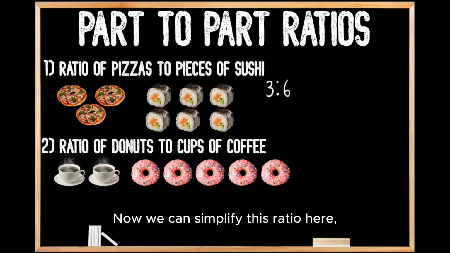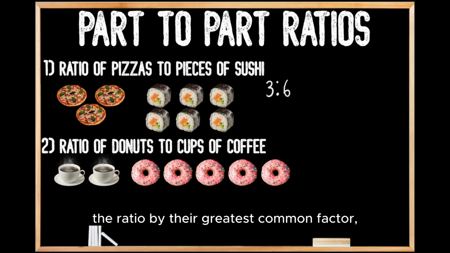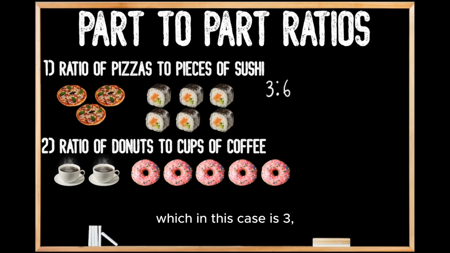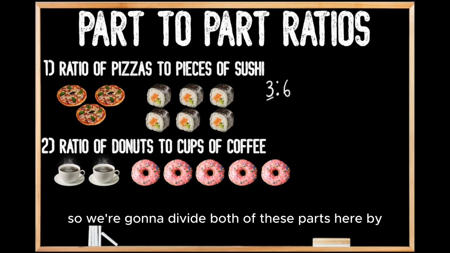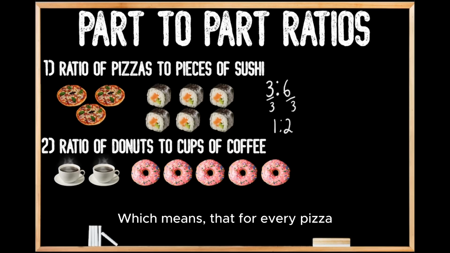Now we can simplify this ratio here, and we're going to do this by dividing both parts of the ratio by their greatest common factor, which in this case is 3. So we're going to divide both of these parts here by 3 in order to simplify this ratio. Well, when we divide 3 by 3, we get 1, and then when we divide 6 by 3, we get 2 for the ratio of 1 to 2, which means that for every pizza, there's 2 pieces of sushi.